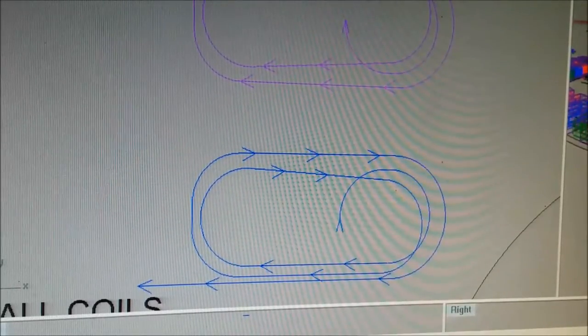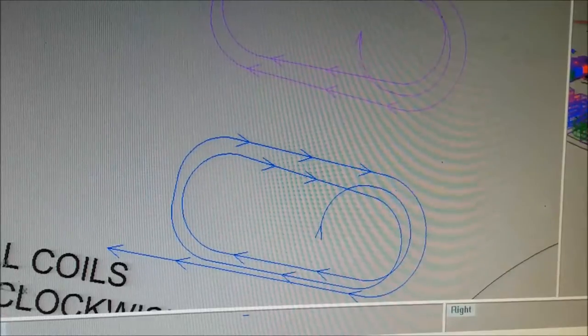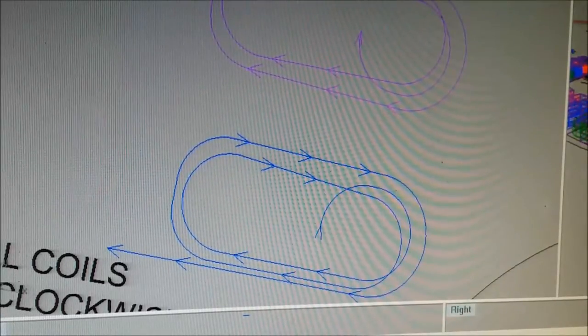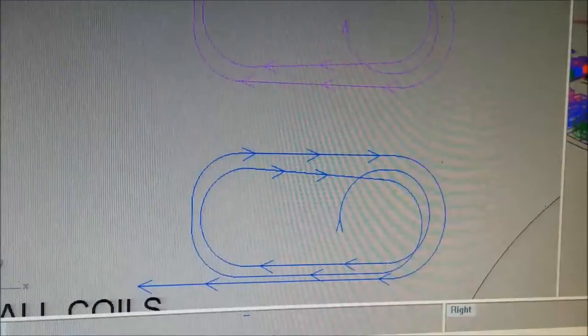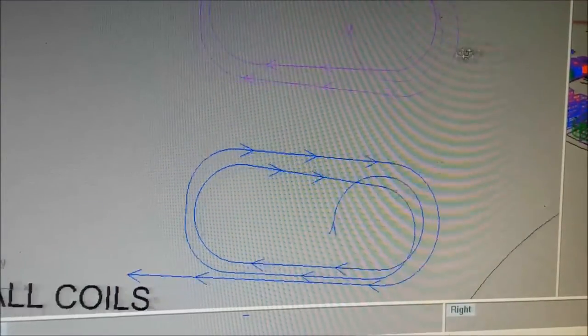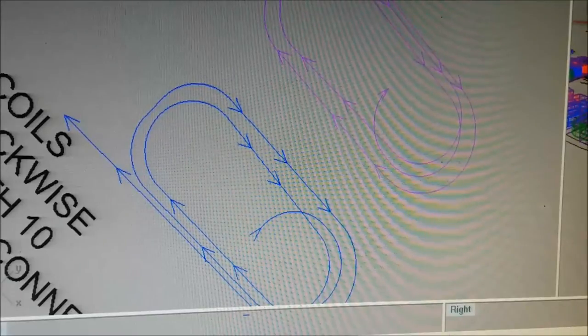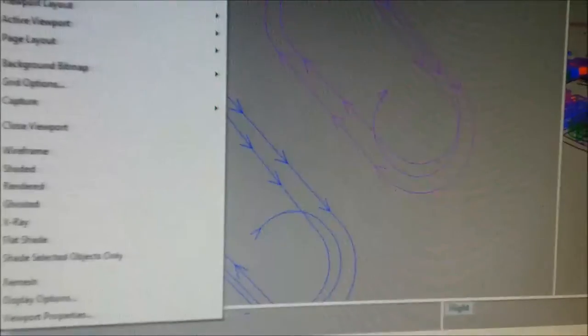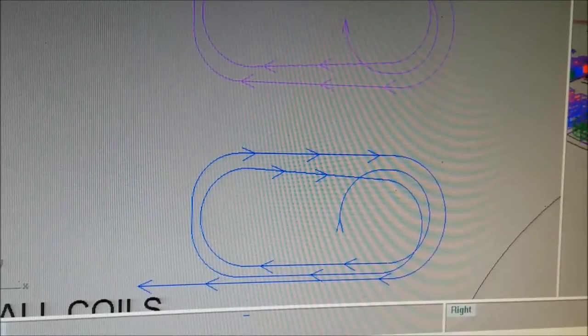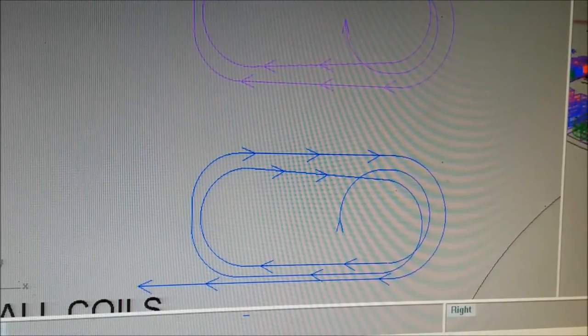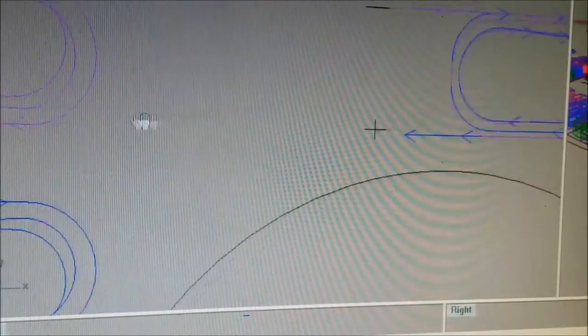Oh, that's going to confuse somebody. Let me go over here. View, set view, top. Damn, if I didn't do it again. View, set view, top. Well, it's possible to hit the right thing.